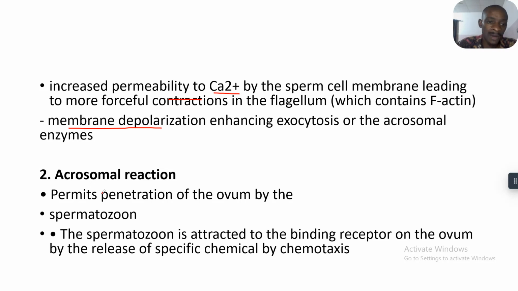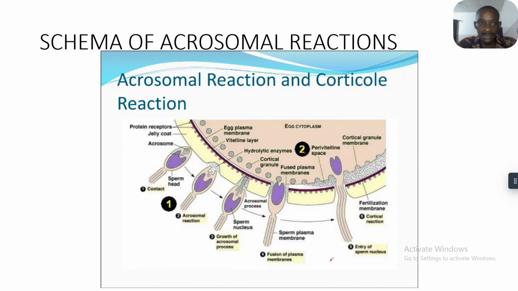We just spoke about capacitation, where everything covering the sperm head is washed off. Now let's talk about the acrosomal reaction. This reaction permits the penetration of the ovum by the spermatozoon. The spermatozoon is attracted to the binding receptor of the ovum by the release of specific chemicals, by chemotaxis. The ovum has this specific chemical that attracts the sperm.